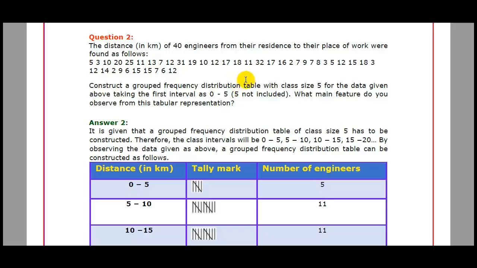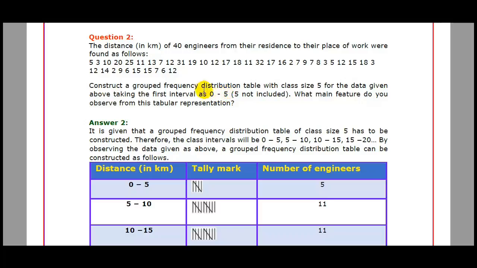So here we are going to construct a group frequency distribution table. In the earlier question number 1, we constructed a frequency distribution table. In this particular question we are going to construct a group frequency distribution table. The class size is mentioned as 5, taking the interval starting from 0 to 5. So the classes will be 0 to 5, 5 to 10, 10 to 15, like this, in which the upper limit of the class is not included.